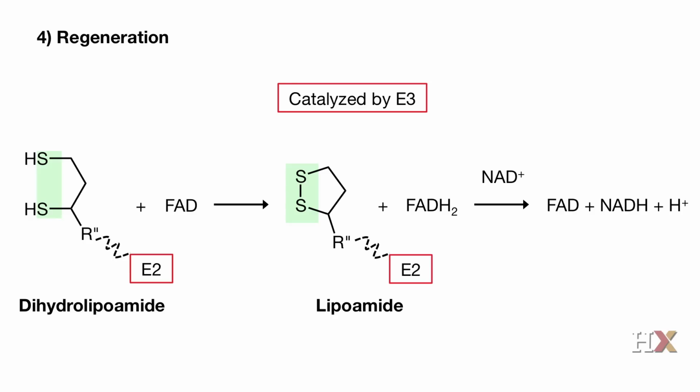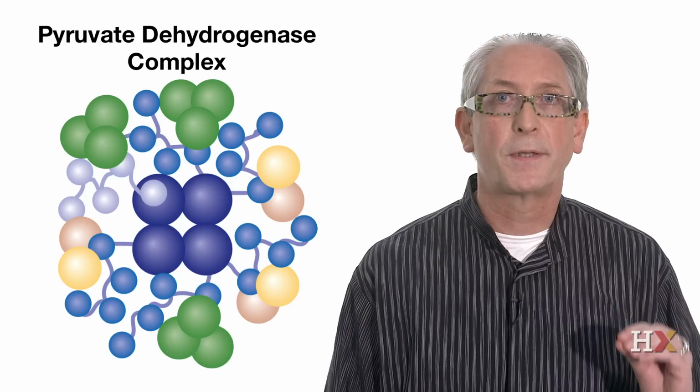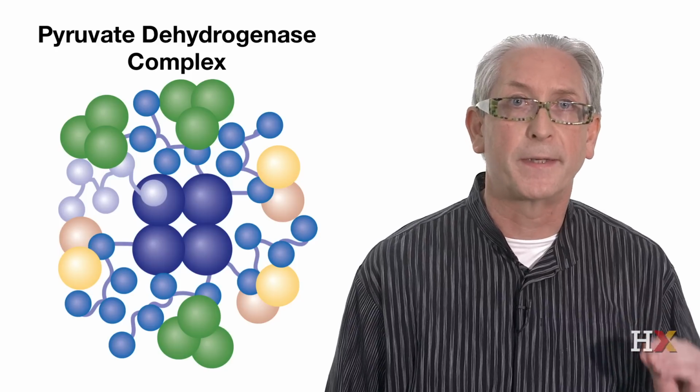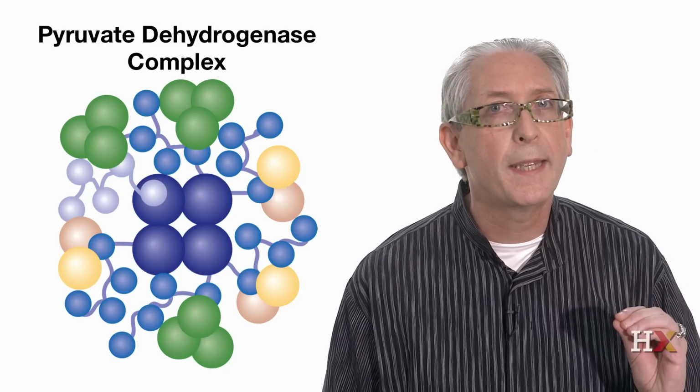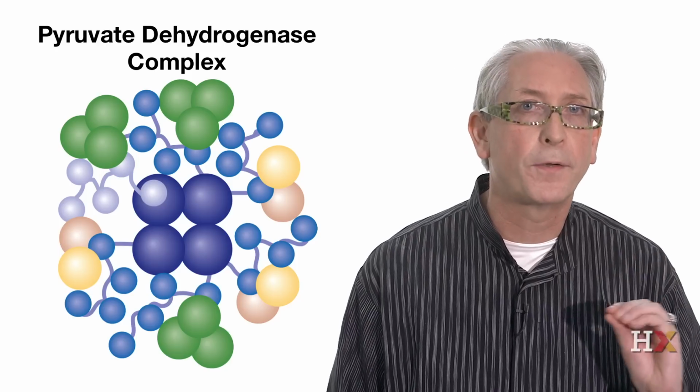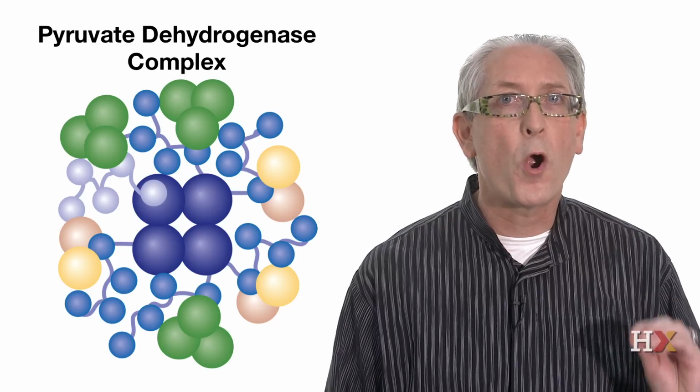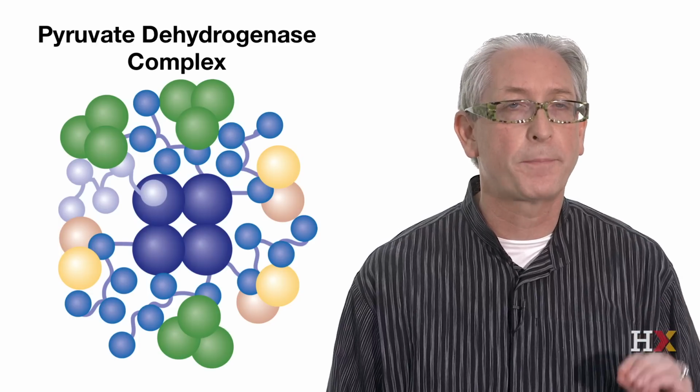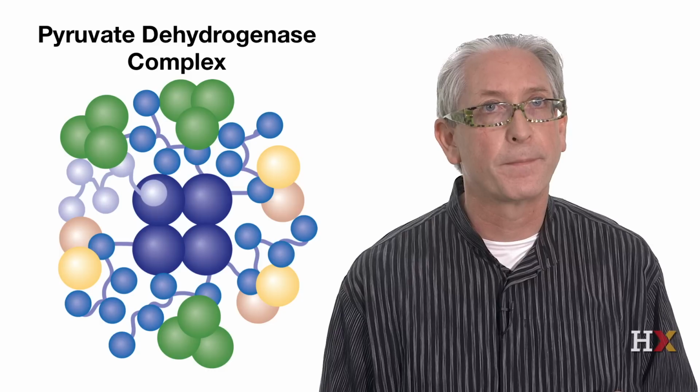So now our reaction is complete, and the PDH complex is back to its original state. So let's go through the steps of acetyl coenzyme A synthesis again, this time looking at how different parts of the complex work together to channel the substrates through the reactions.